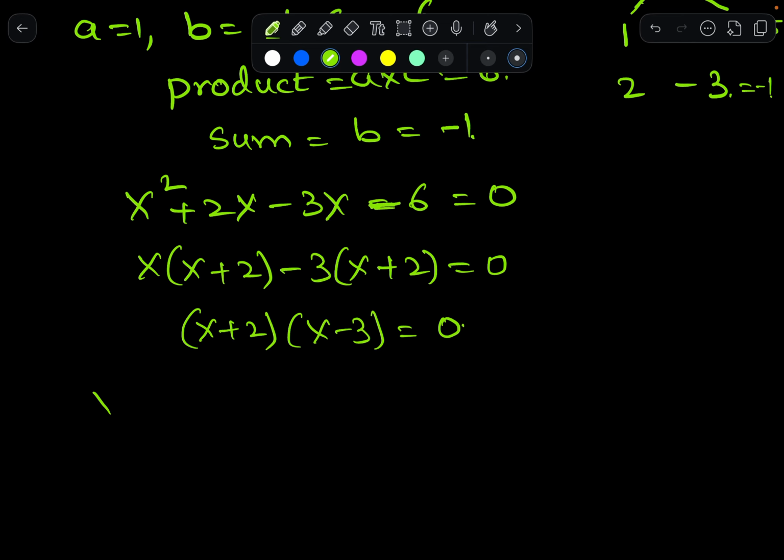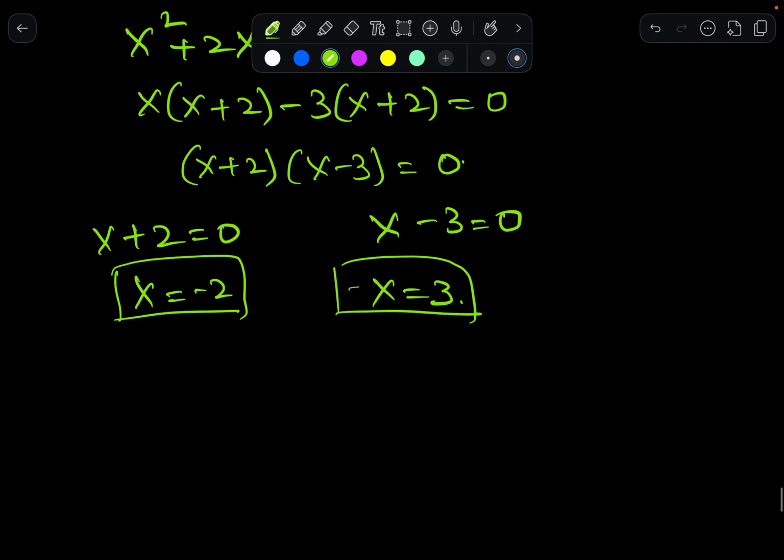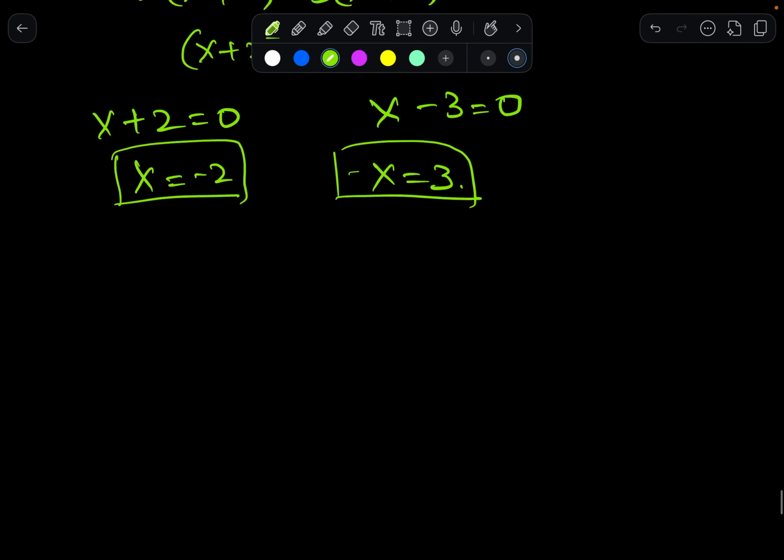So for this to be 0, either x plus 2 should be equal to 0 or x minus 3 equal to 0. So x equal to minus 2 or x equal to 3. These are the two possible solutions for the quadratic equation. Let's take another example.